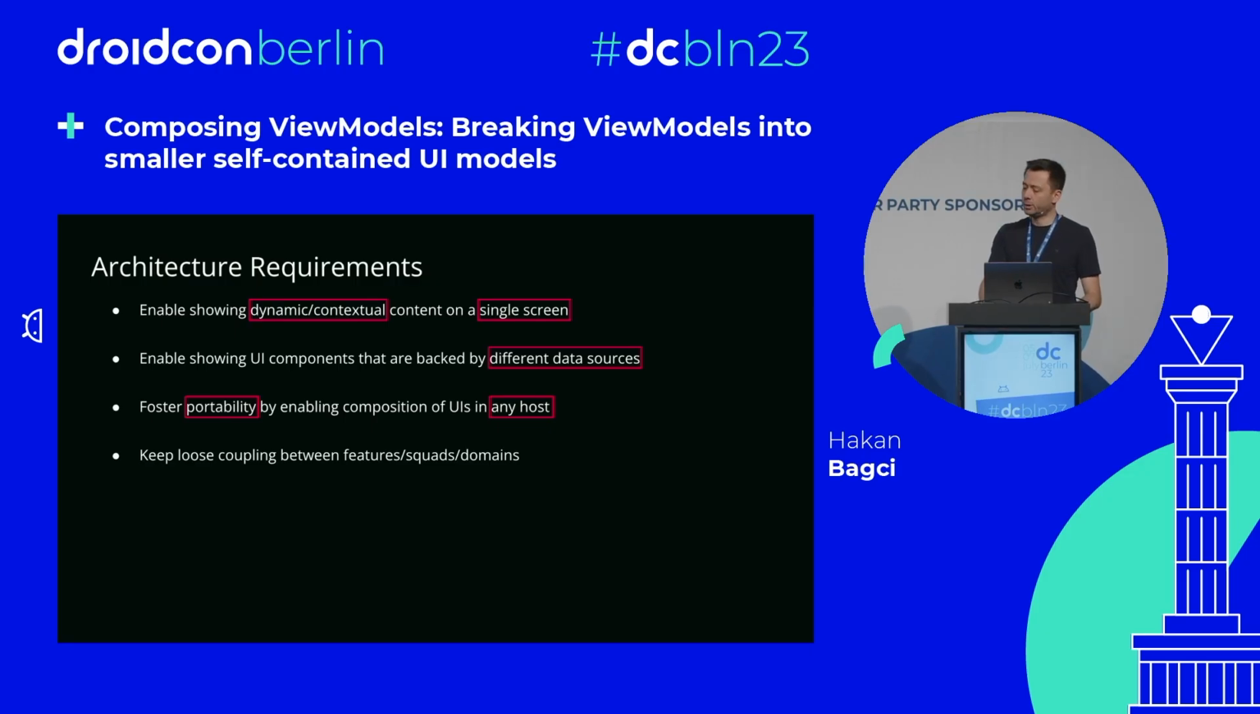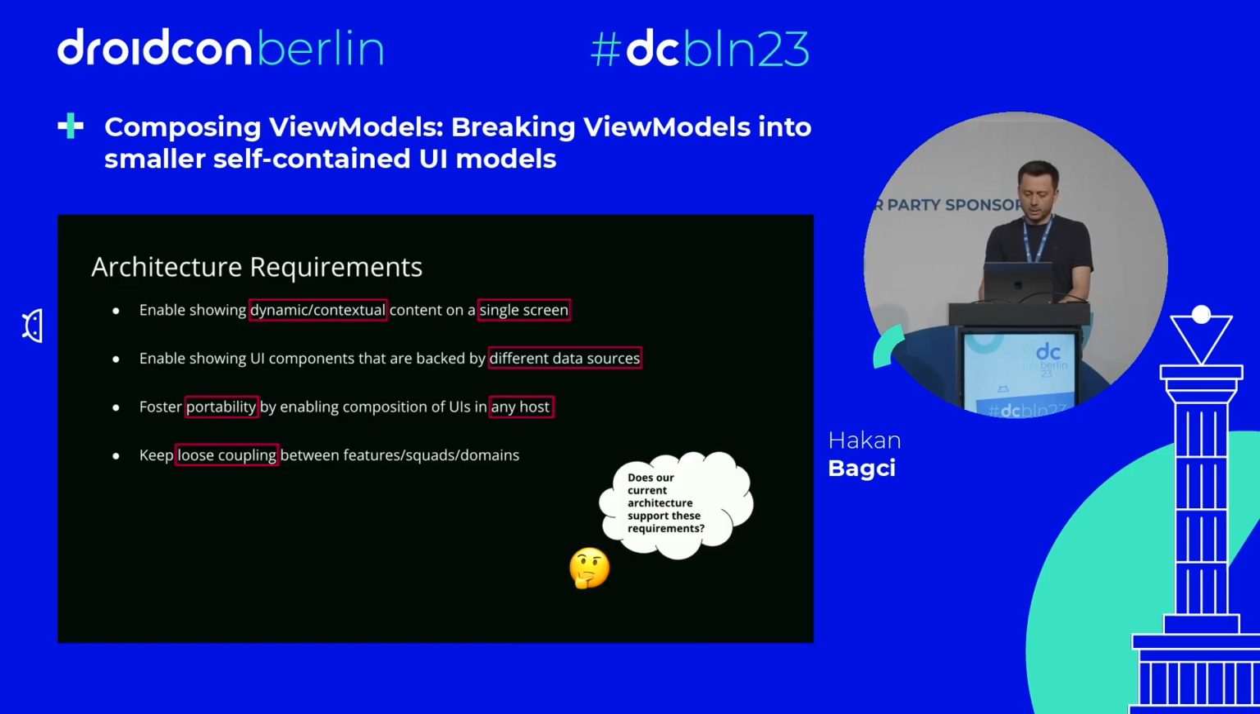So let's do a quick architecture review. Actually, we have a question here: does our current architecture support these requirements? Let's run a quick architecture review to answer this question.